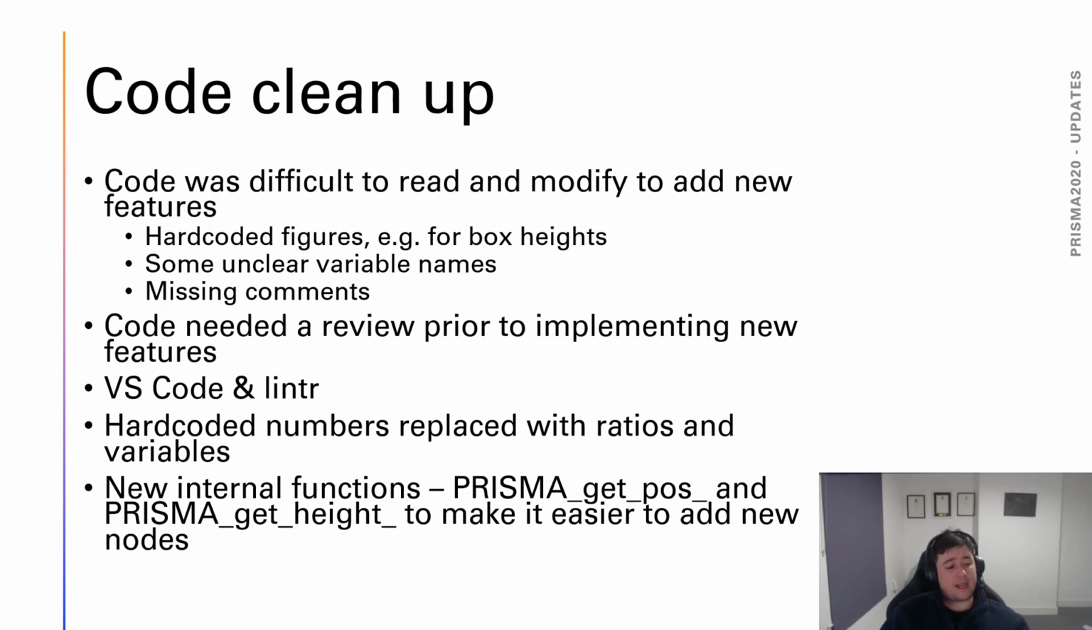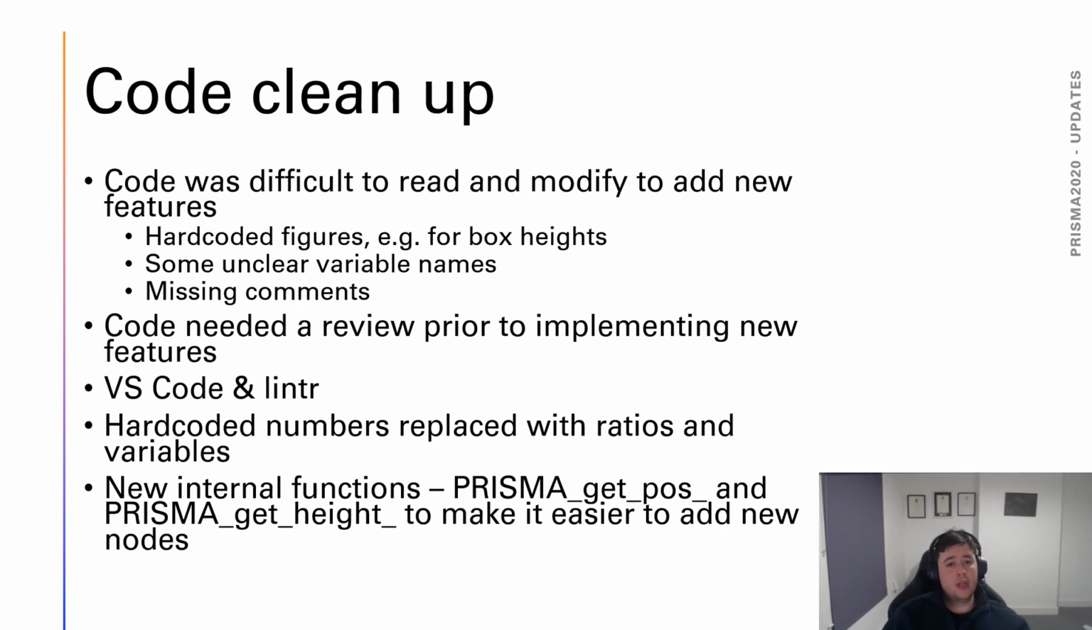But also within that code review, I was able to replace hard-coded numbers and values with ratios and variables. So boxes are positioned relative to each other instead. The prisma_get_pos function enables us to do that. And we're also able to programmatically alter the height of a box depending on the number of lines of text in them, which again is really useful because it makes it easier to add new nodes to the package. So if, for example, a new updated set of guidelines was released that required reporting of additional information, that would now be easier to add into this package than it was before.